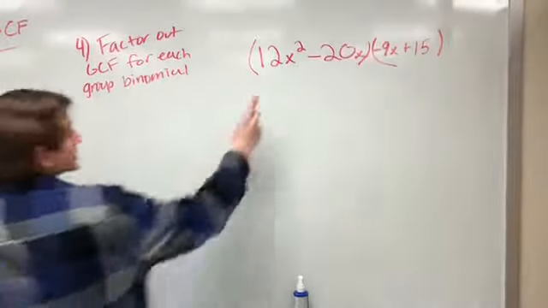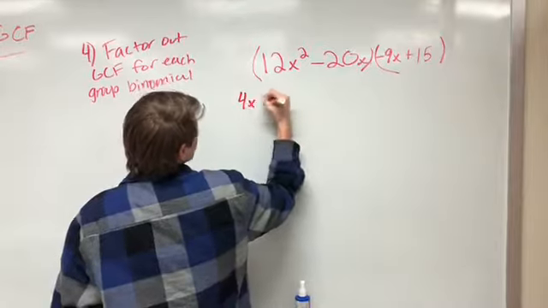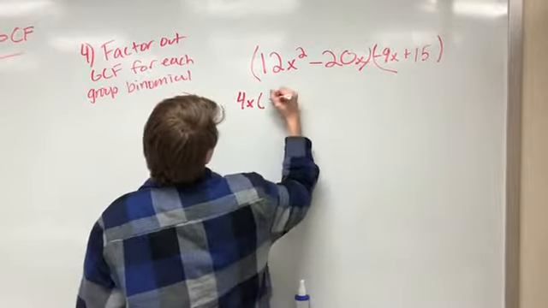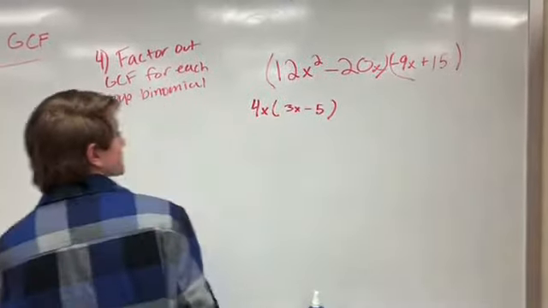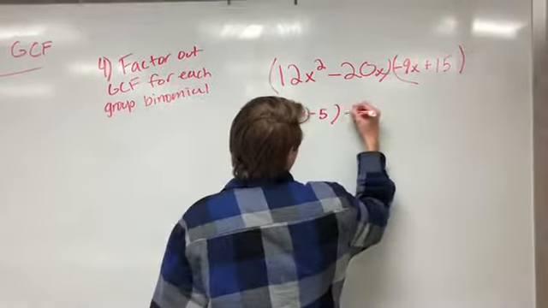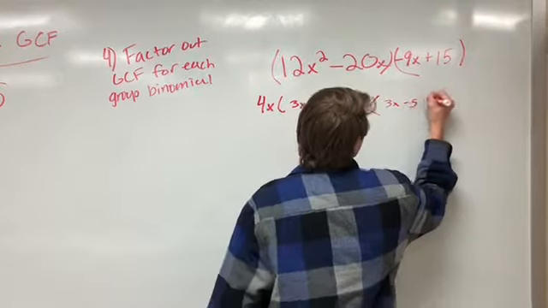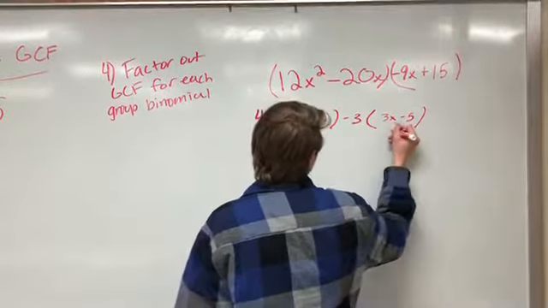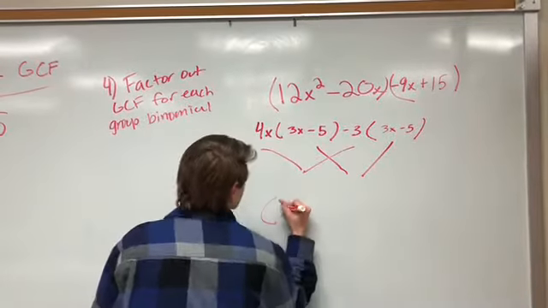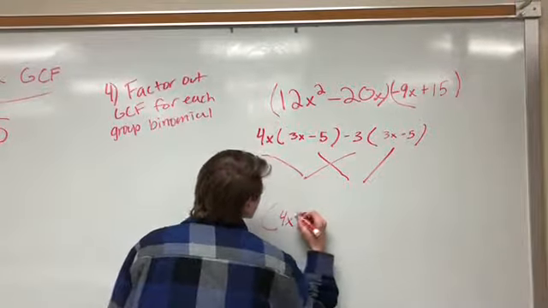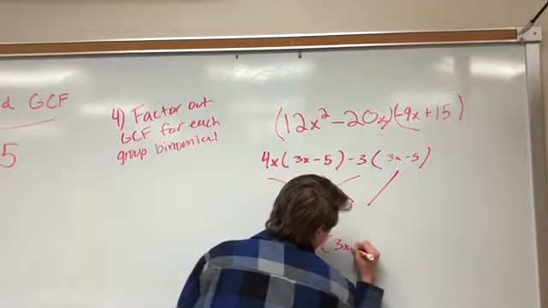Now, we factor out a GCF for each group binomial. So for this one, we can take out a 4x. So 4x taken out of 12x squared minus 20x leaves us with 3x minus 5. Then, taking out a GCF for our second group binomial, we can take out a negative 3, leaving us with another 3x minus 5. So, looking at our final step, we can conclude that these two match, we know we are correct, and then these two will go together. So our final answer in factored form would be 4x minus 3 multiplied by 3x minus 5.